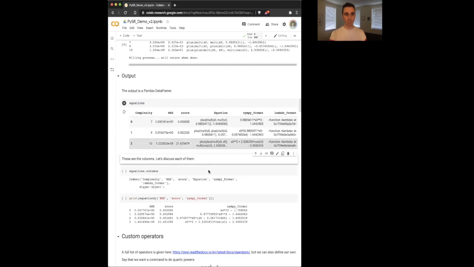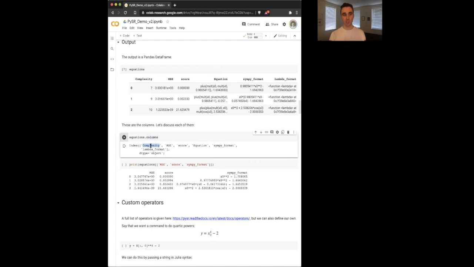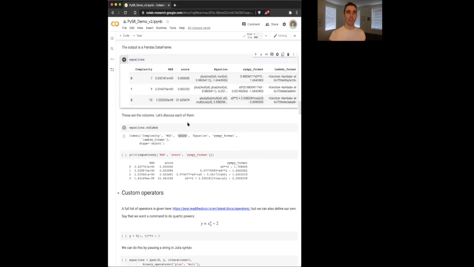It gives all the equations. Let's just discuss the different columns. As I said, complexity describes the complexity of the equation. There's mean squared error of how well it approximates the data. The score column is something we describe in our paper, and it basically looks for drop-offs in the error versus complexity curve. When you see a cliff in that curve, that frequently indicates that you've found the correct equation, and that's a result that was found in the original Schmidt and Lipson paper. So that's what the score column is.